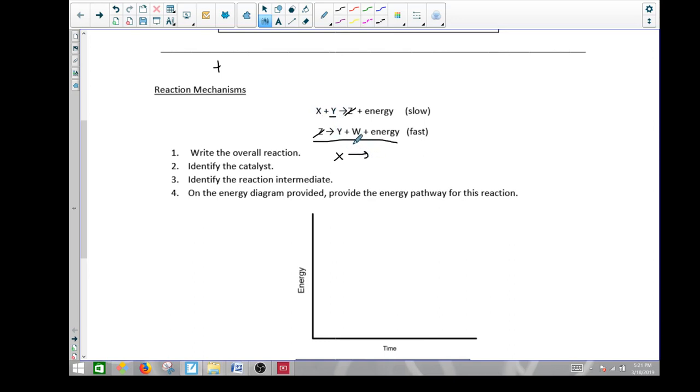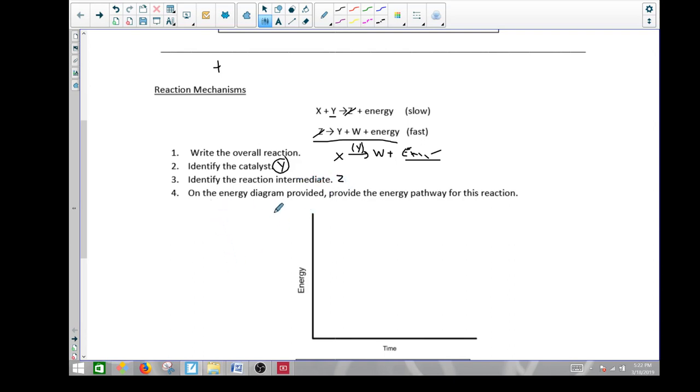So I maybe put it right here. That's where they put it. And then it produces W. Both those reactions are exothermic, so I'm going to just put energy here. All right, that's pretty sloppy. That didn't show up very well. Anyway, the catalyst would be Y. Identify the reaction intermediate, that would be Z.